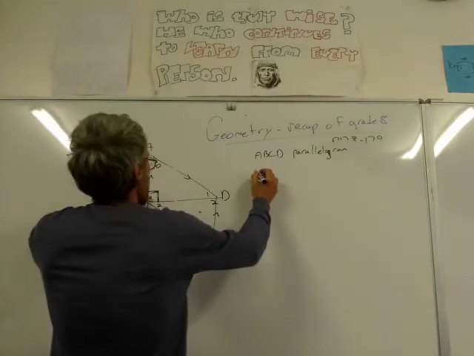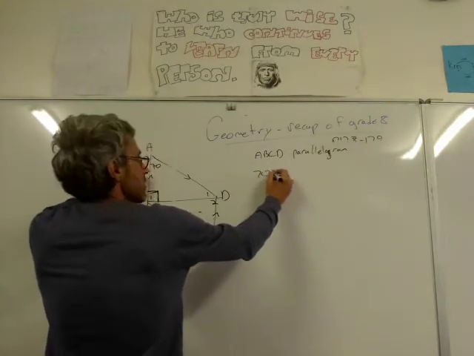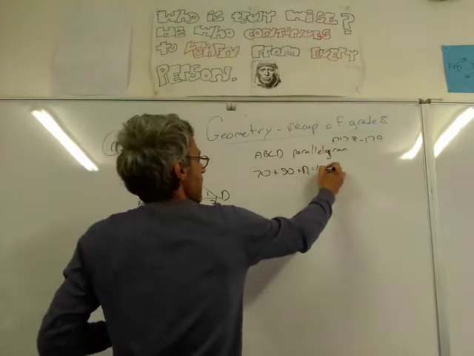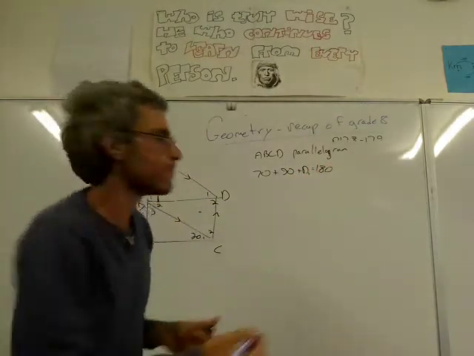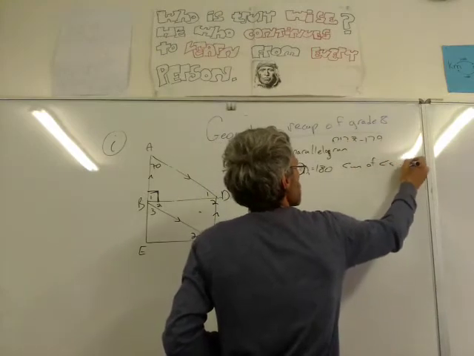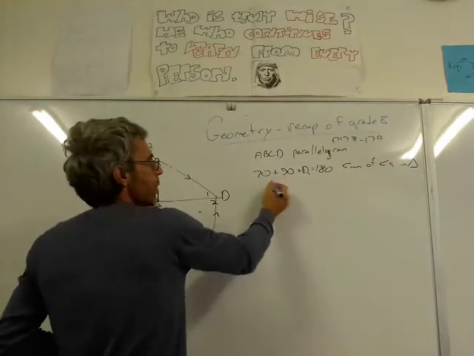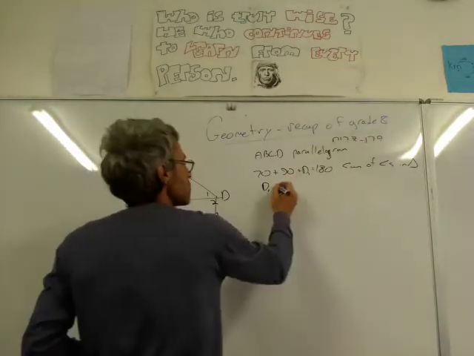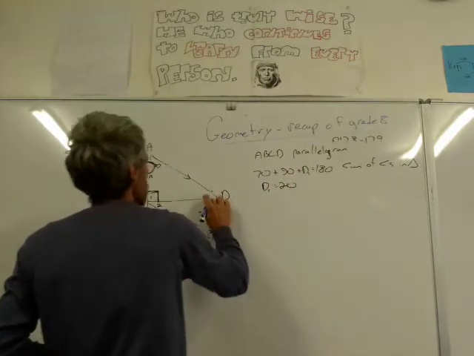So I'll start by saying that 70 plus 90 plus D1 will be equal to 180. Right? Because that's the sum of angles in a triangle. So quickly, I'll just do it quick. 70 plus 90 is 160. So D1 is 20. Okay? So this is 20.